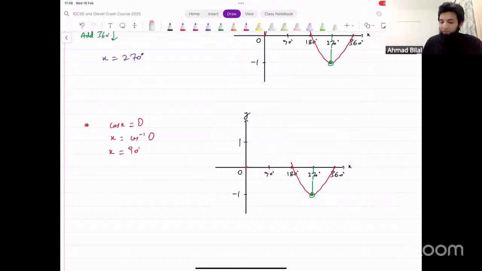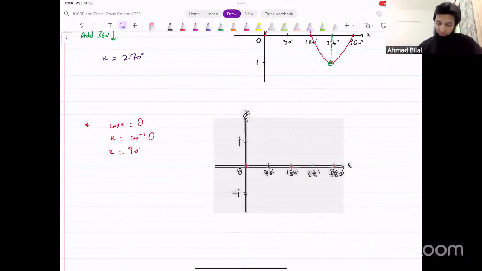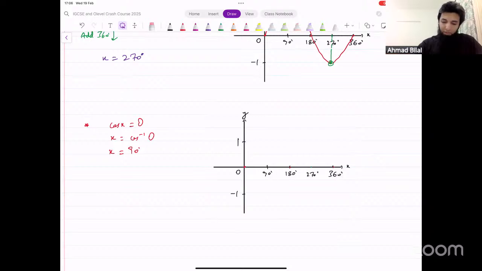You can actually do it without the graph as well. This question here, if you remember the values of cos, if you can just visualize what the cos graph looks like in your head. Cos starts from 1, it goes to 0, and then -1, and then 0, and then back to 1. So the graph is going to look something like this. It goes like this, this, this, and this.